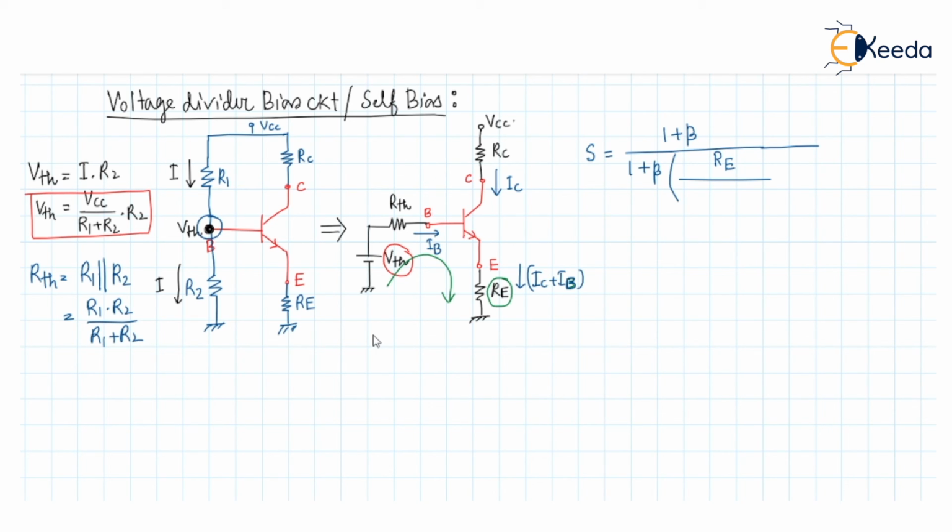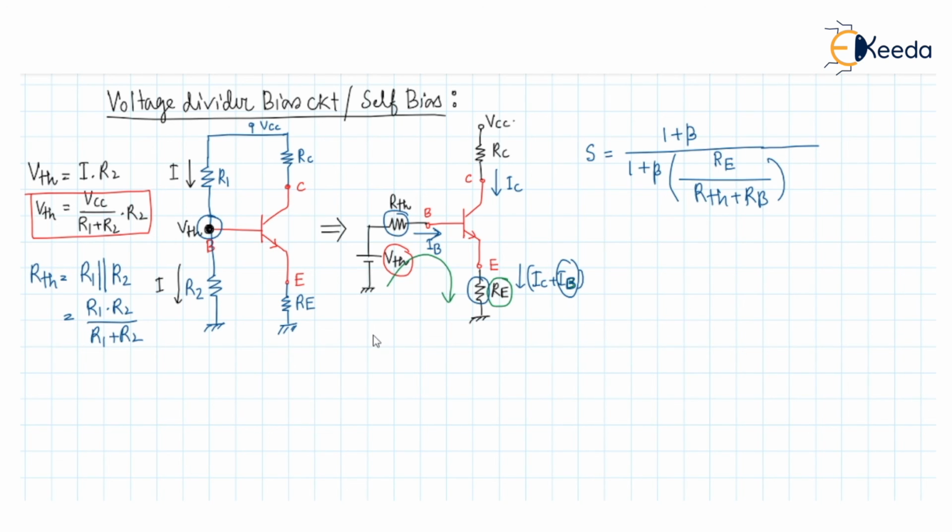So in the denominator part, we have to find the sum of the resistors through which the base current is flowing. One resistor is this one, another resistor is this one, because IB is flowing here, and IB is also flowing here. So this is RTH plus RB. So this is the stability equation.